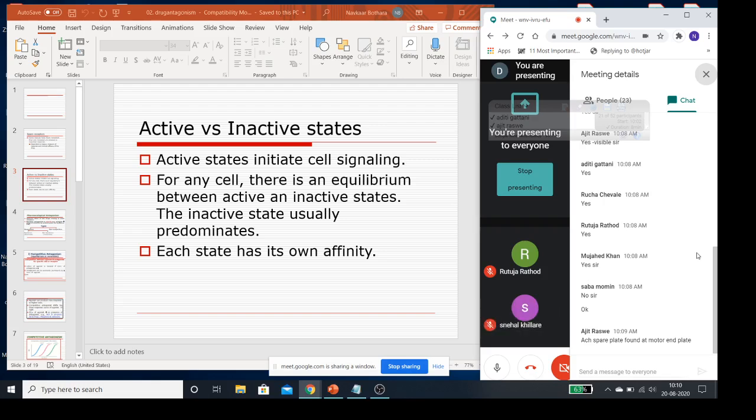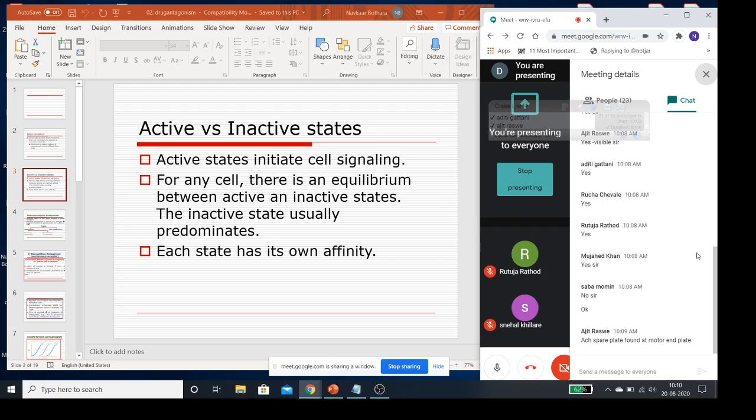So there are certain receptors which are present in active and inactive forms, and in the active state they are only able to initiate cell signaling. For any cell there is an equilibrium between active and inactive states, and the inactive state is usually predominant, and each state has its own affinity.